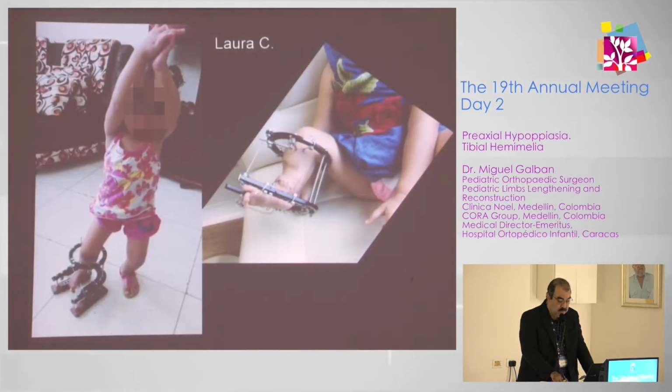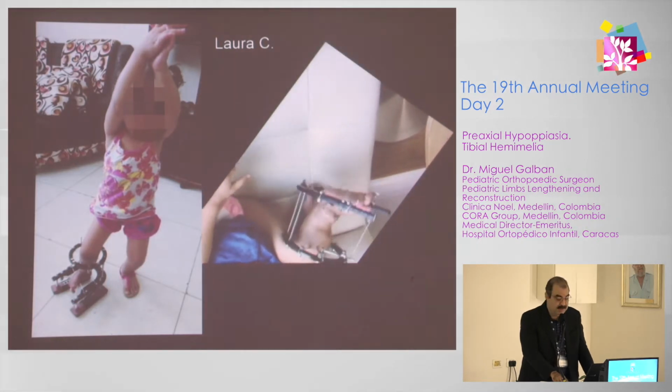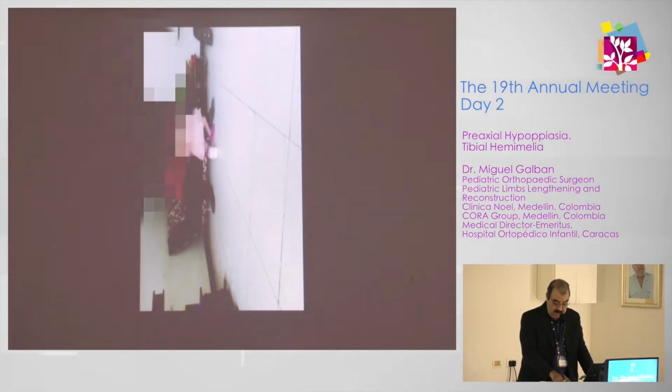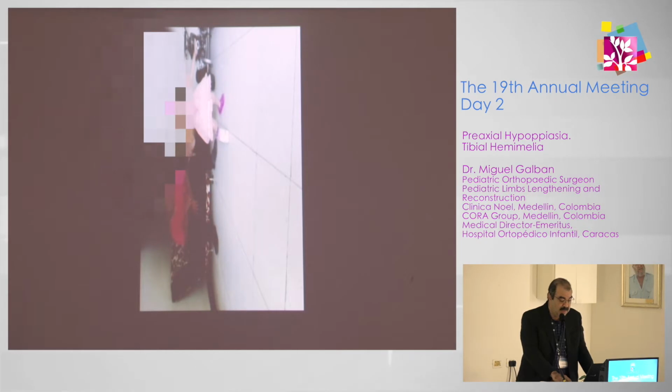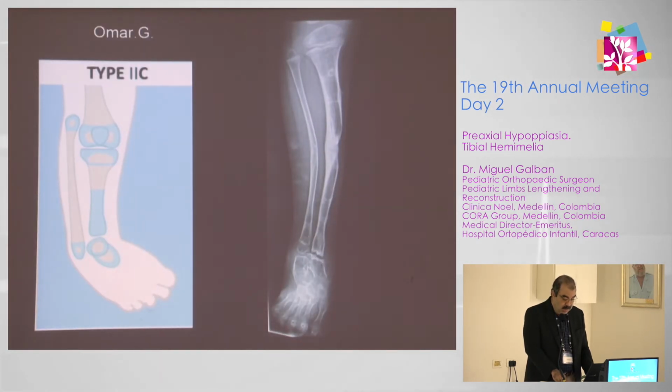And here's the girl. Oh, that's backward. Okay, and now this last week, well, it's not seen, but last week the mother sent me this little movie with the girl walking for the first time with a new leg. Now we have another patient with type 2C, where the distal part of the tibia is dysplastic.